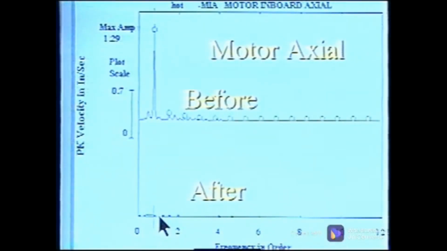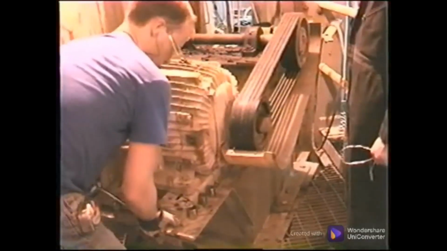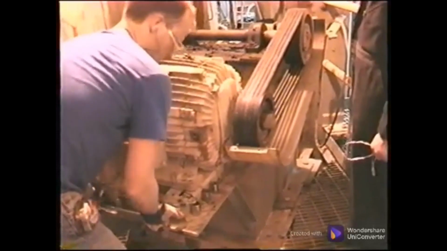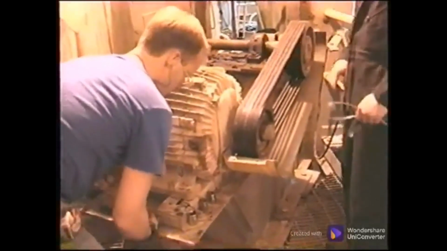The vibration due to belt misalignment was reduced by more than 55 times. The axial measurement on the fan reduced to less than 0.06 inches per second, or a reduction of nearly 10 times. Another point of interest on this fan was that prior to correcting the belt problem, the coast down was less than 7 seconds long.